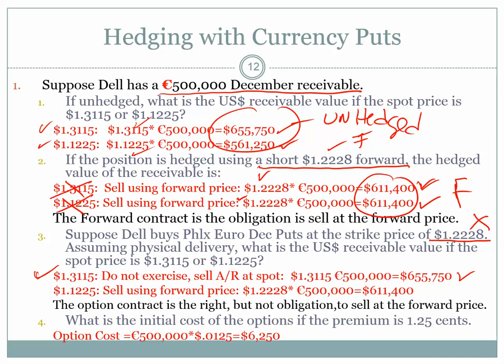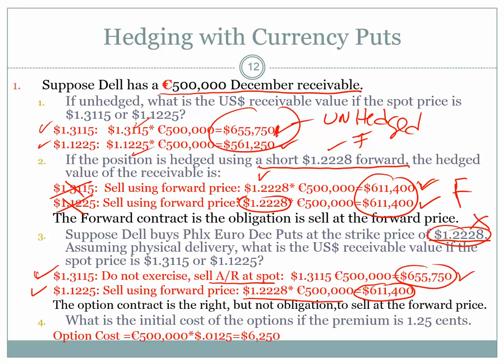Well, it's quite clear they're just going to not exercise the put option, sell the accounts receivable at the spot market, and make 655. Now, if the exchange rate does fall to 112, they're better off exercising the 122 strike. In that case, they'll get 122, or 611,400. So the advantage of using puts or calls versus a futures contract is you keep the upside.